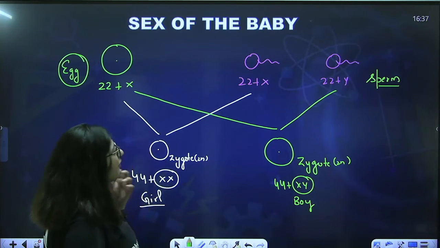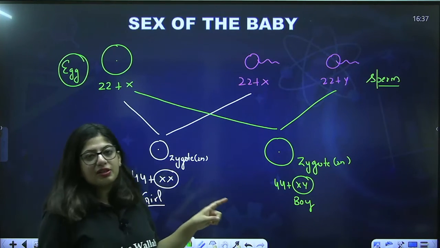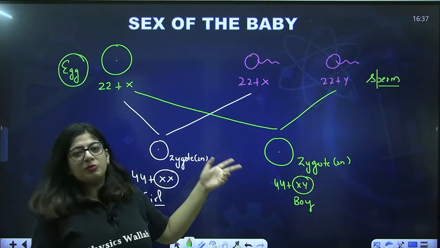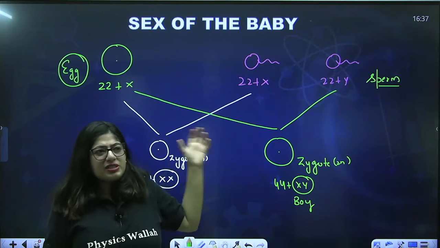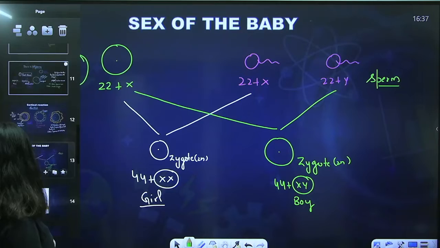So the female should never be blamed for the sex of the baby, or the male is responsible for the sex of the baby. In fact, he is also not responsible. He is only producing 2 types of gametes. Even he doesn't know which is going to hit the ovum, right? So it's a chance process. It's a probability. So that's about the sex of the baby.